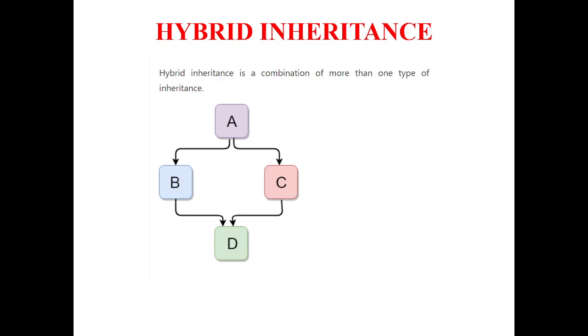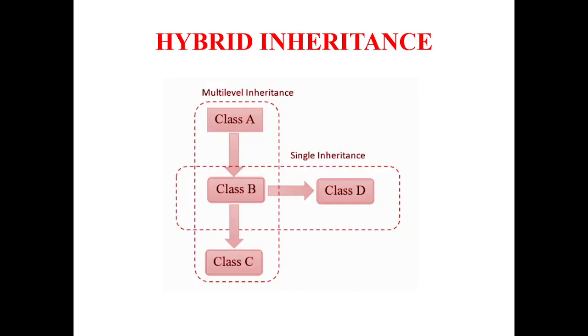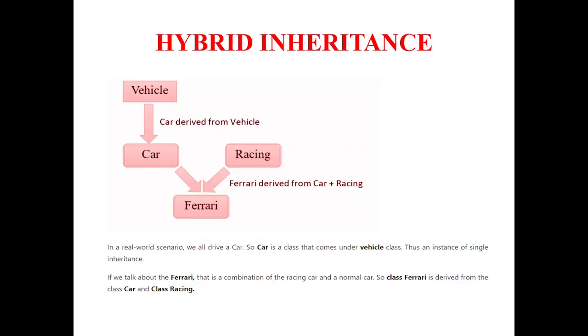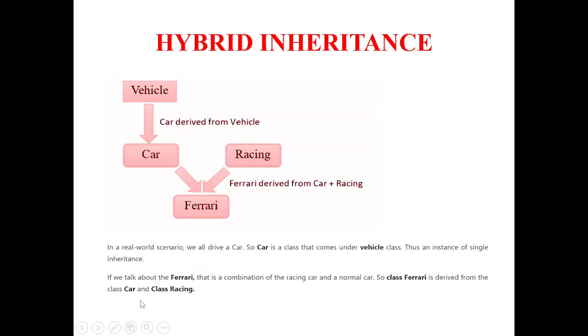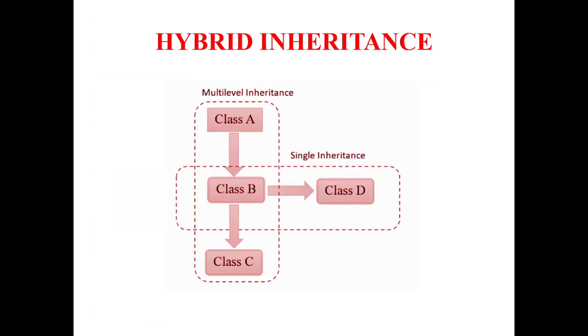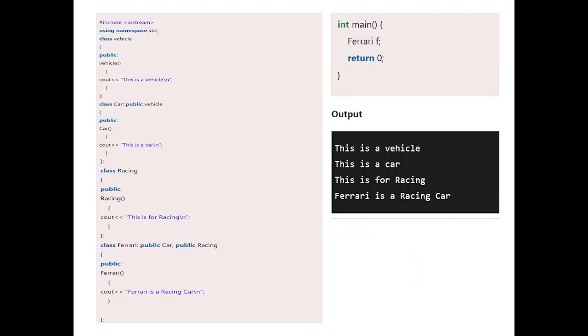Hybrid inheritance. Hybrid inheritance is a combination of more than one type of inheritance, right? So I can have multi-level inheritance, or I can have single inheritance also. So I have vehicle, car derived from vehicle, then racing, right? So Ferrari derived from car plus racing, right? Now this is an example for hybrid inheritance, which includes this multi-level and single inheritance.